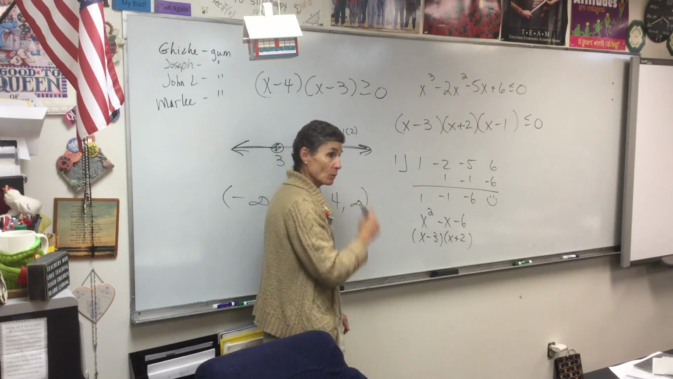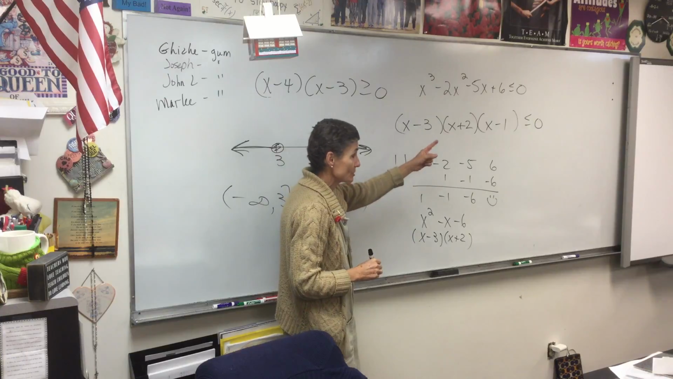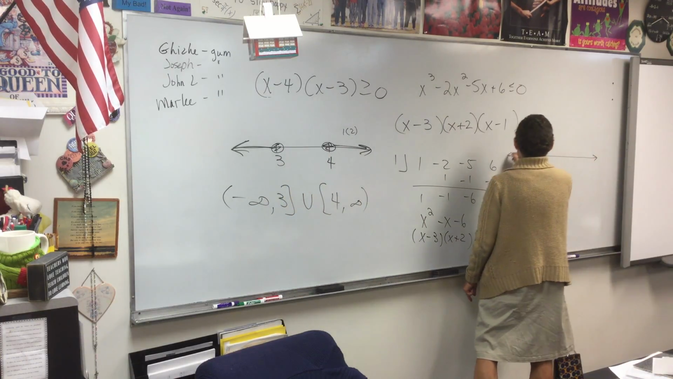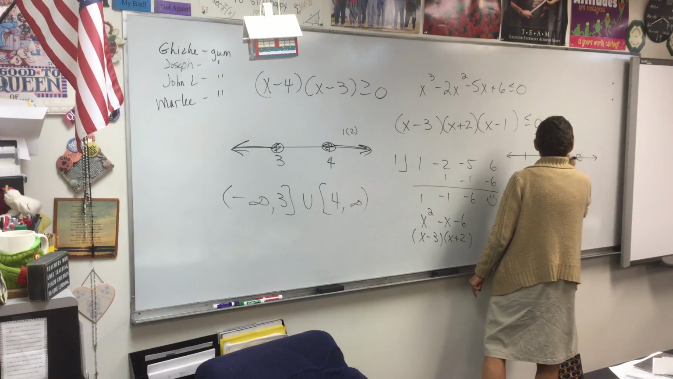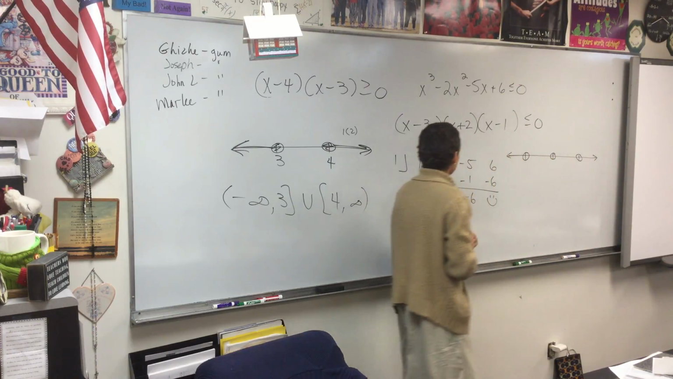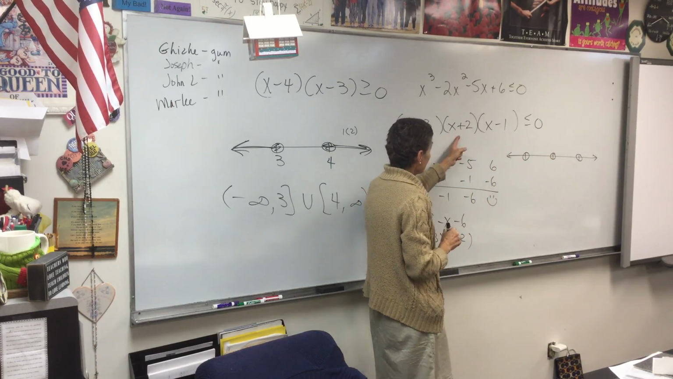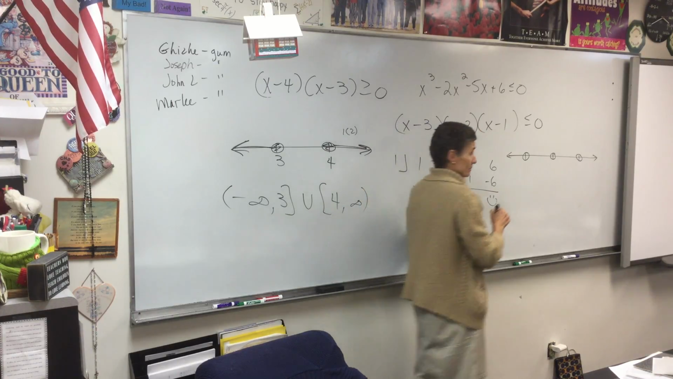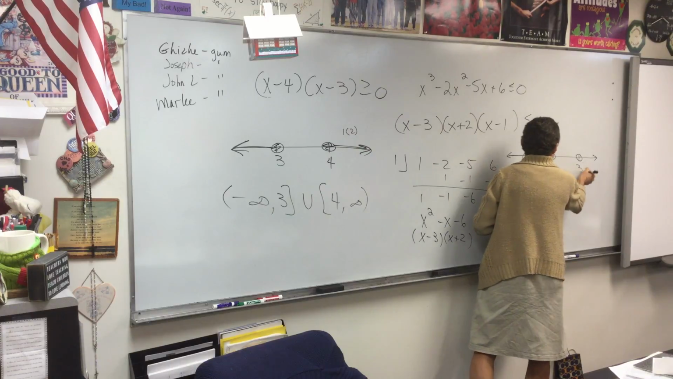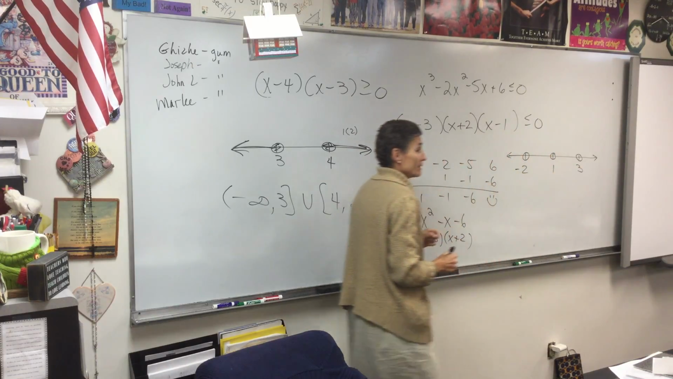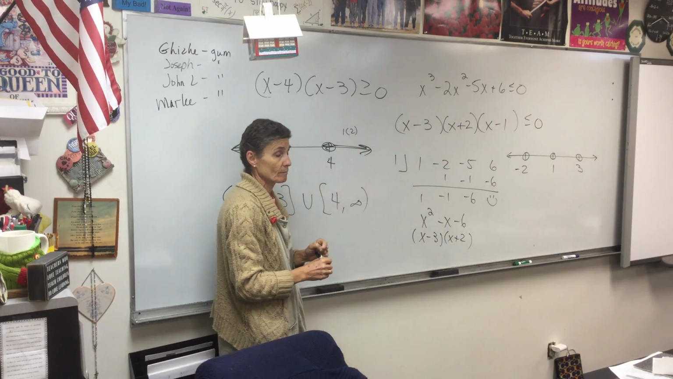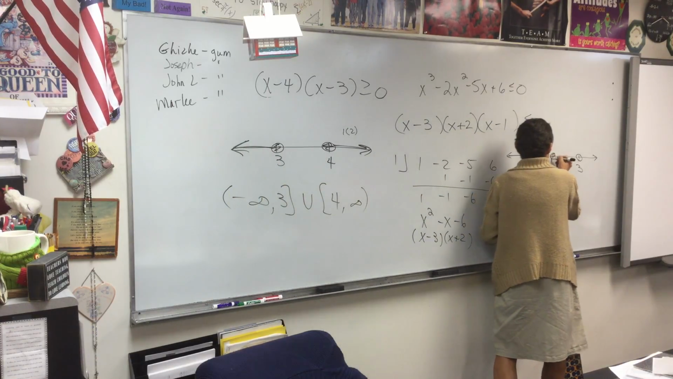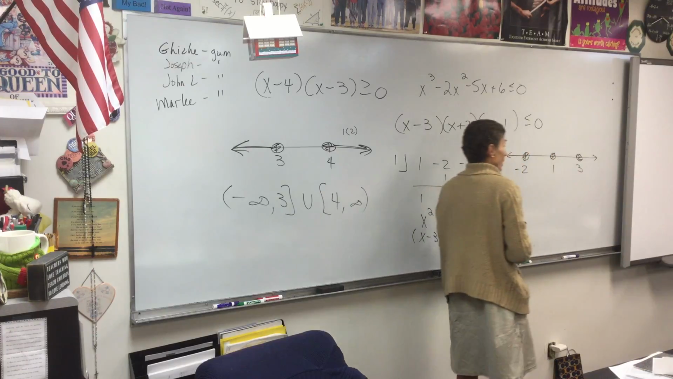Alright, so now I'm going to the number line. I have my factors. And this time, I'll have 3 dots on my number line, right? Where will those 3 dots be on my number line? Negative 2, positive 1, and positive 3. And they have to be in order, or it won't work out right. Those are closed. Good job, Chris. They're closed because of the or equal to in the problem.